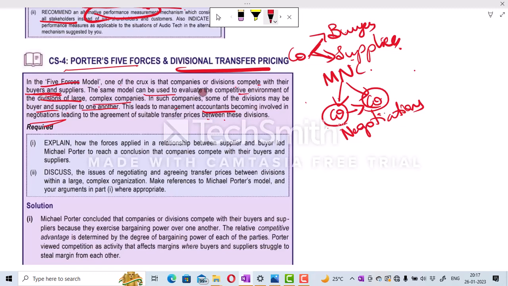So what they are asking here: explain how forces applied in the relationship between supplier and buyer led Michael Porter to reach a conclusion that companies compete with their buyers and sellers. They are asking why Porter said that companies will compete with buyers and sellers. They only said that they will compete and they ask the reasons. So let us find out some reasons. Because there will be a bargaining power over one another.